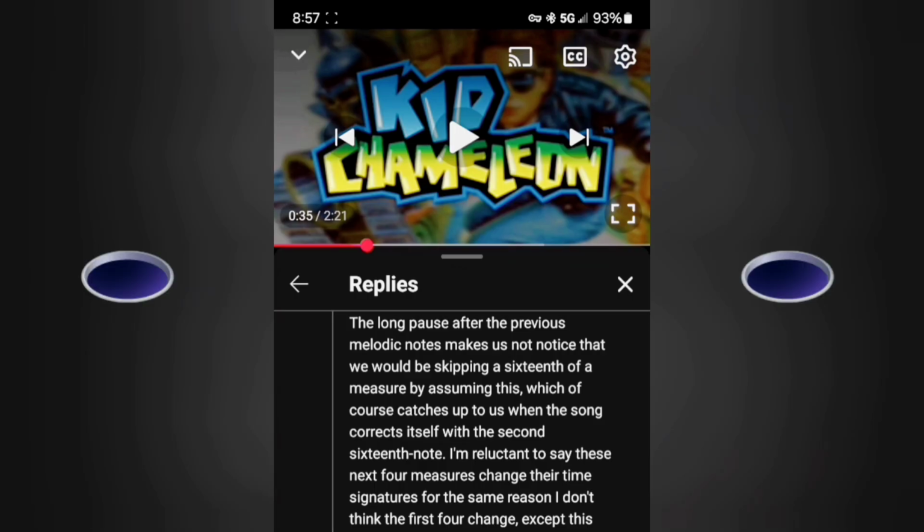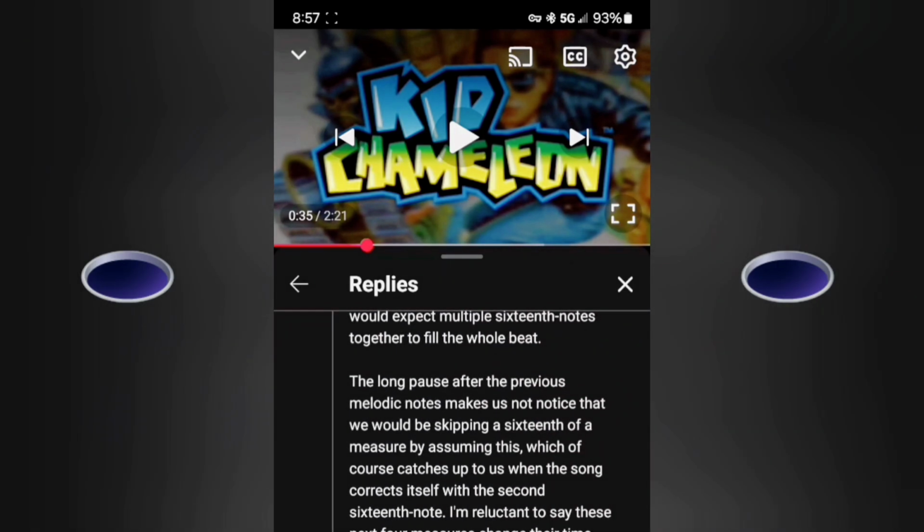The long pause after the previous melodic notes makes us not notice that we would be skipping a 16th of a measure by assuming what he said before, that it would be in a logical spot.